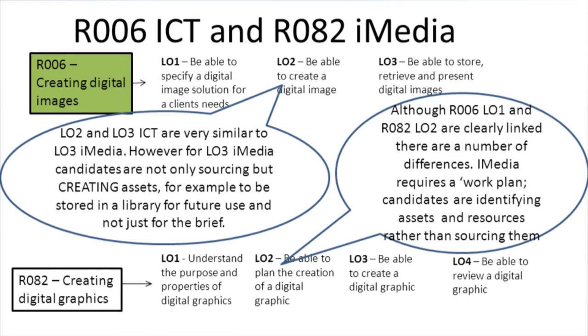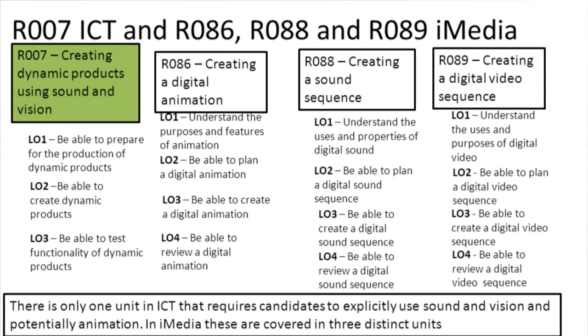For LO3 R082, candidates need to be able to export the graphic in appropriate formats. This will most likely require them to export the same graphic but use it in two different contexts, i.e. web-based or print-based. The transition to iMedia allows for greater flexibility when considering R007. Essentially, three distinct and separate units can be selected rather than the one currently available for ICT, although it is important to note that R088 and R089 are barred combinations.